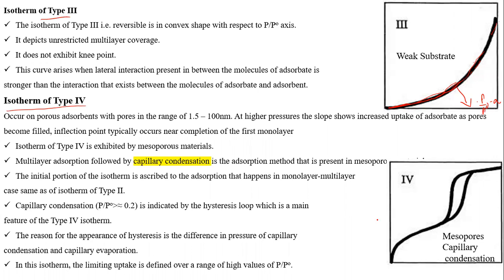So now let's come to our fourth type of isotherm, which is very important. Here we can see that a new hysteresis loop appears. This is your hysteresis loop, and these hysteresis loops appear due to capillary condensation. We said that where pores are 2 to 50 nanometers, the capillary condensation process occurs, and this occurs in materials having mesopores, with pore size 2 to 50 nanometers. These types of isotherms are mainly exhibited by mesoporous materials, and the hysteresis loop in such materials occurs due to capillary condensation. Capillary condensation occurs at a pressure greater than or equal to 0.2, and this hysteresis loop is the main feature of isotherm type 4.